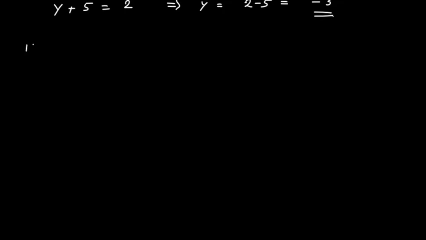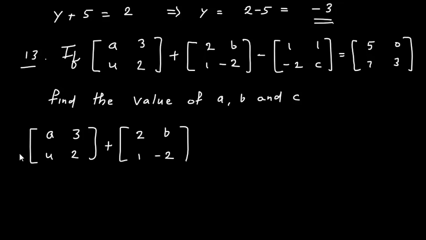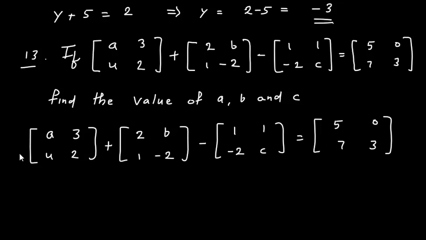So next, question 13. Now here in the 13th problem we have to find the value of a, b and c, and what is given? We have given [3 4; 2 ...] plus [2b 1; ... -2] minus [1 1; ... -2c] is equal to [5 0; 7 3]. Okay, this is what is given. I have to find the value of a, b and c.